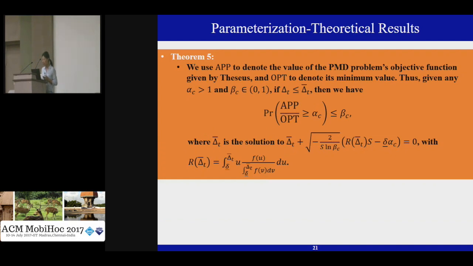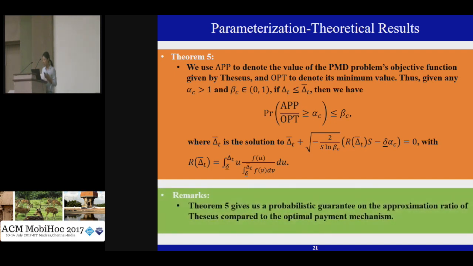In Theorem 5, the authors prove that given any alpha c greater than 1 and beta c in 0 and 1, if delta T is less than delta T bar, then the probability that the ratio between the value of the PMD problem's objective function given by Theseus and the minimum payment is no less than alpha c will be upper bounded by beta c. Theorem 5 gives us a probabilistic guarantee on the approximation ratio of Theseus compared to the optimal payment mechanism, and establishes an upper bound for delta T.